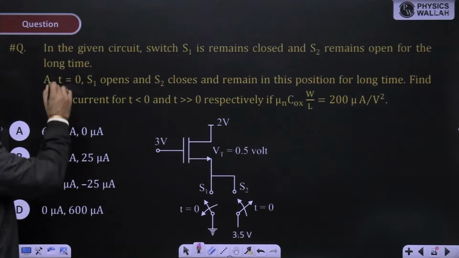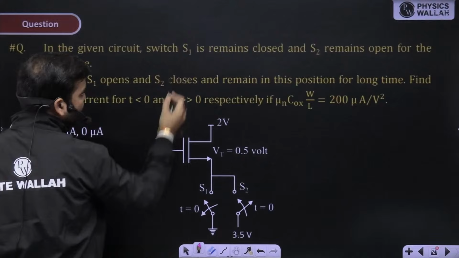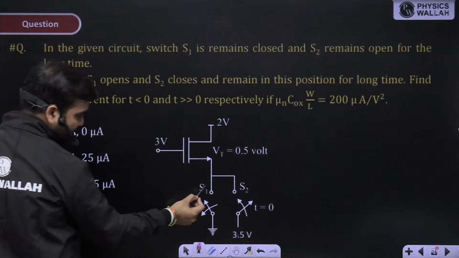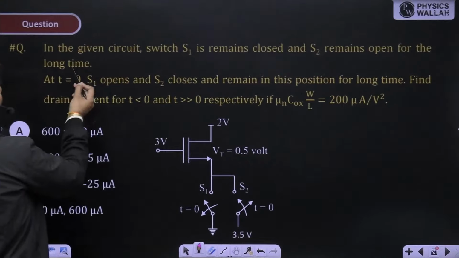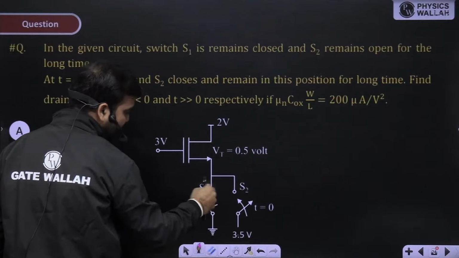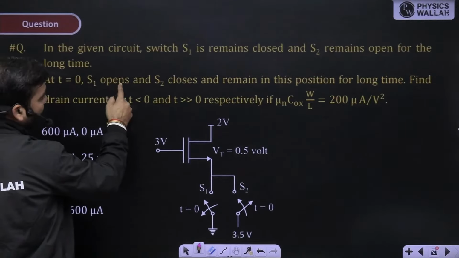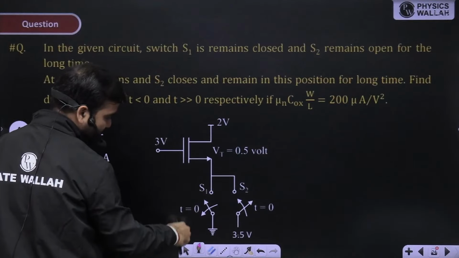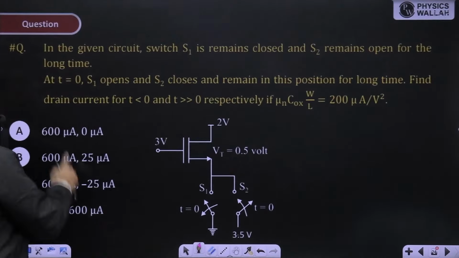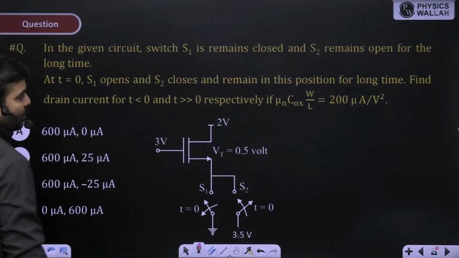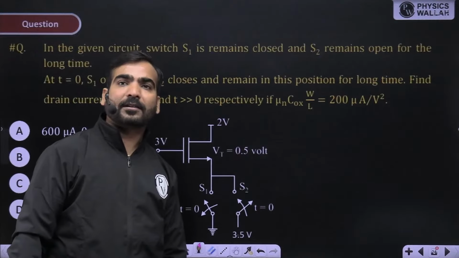Nothing is new. In the circuit shown in the figure, switch S1 remains closed and S2 remains open for a long time. At t equals 0, switch S1 opens and S2 closes, and remains in this position for a long time. Find the drain current for t less than 0 and t much greater than 0 respectively. Mu Cox W by L is given to you.